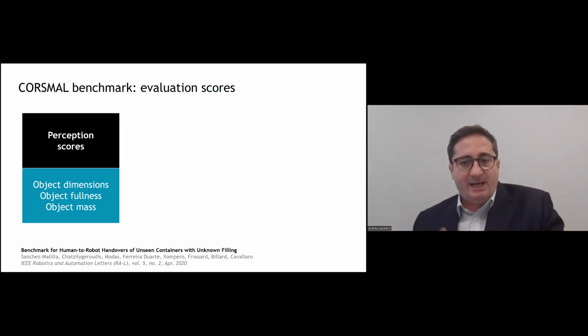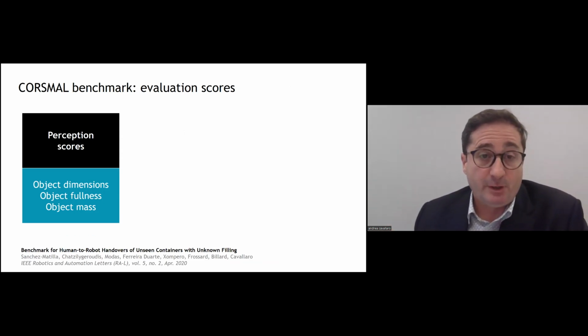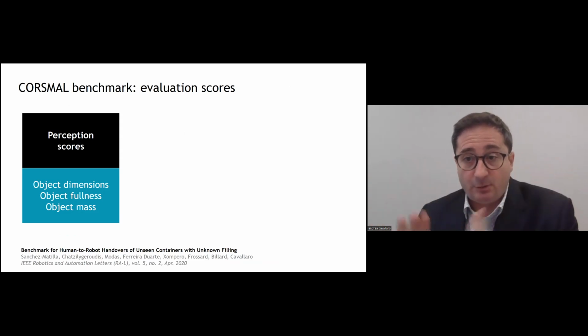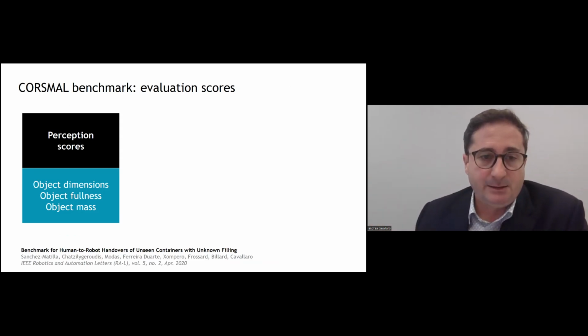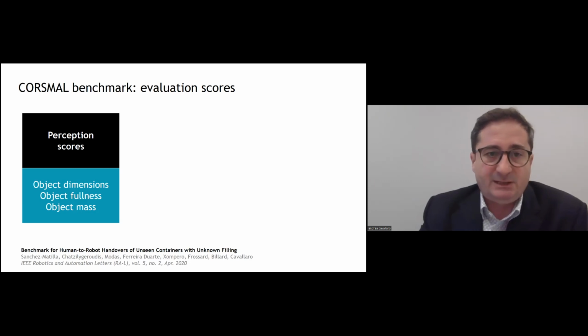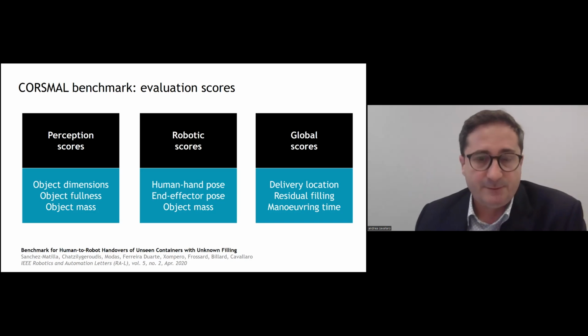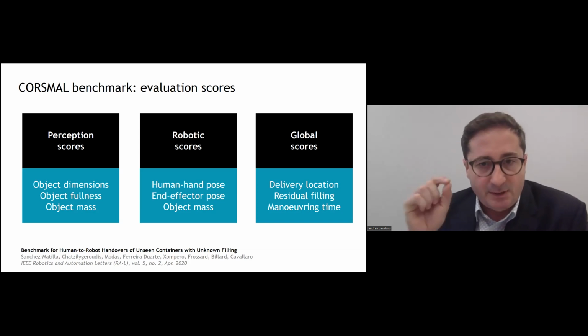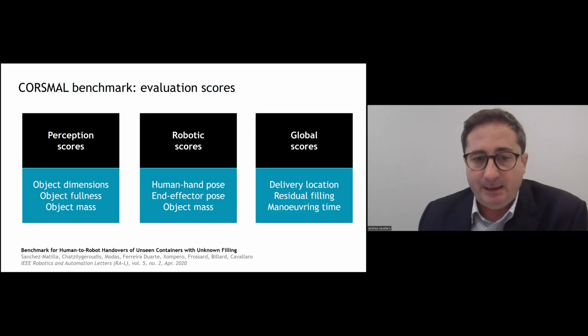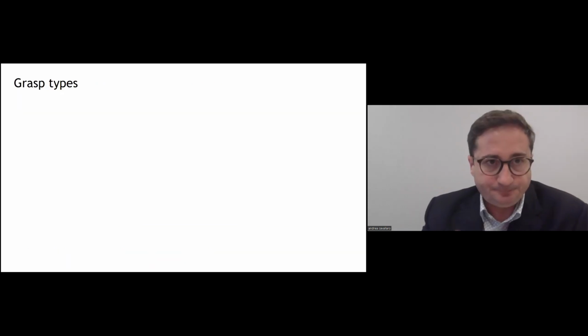At the beginning of the project, we had to come up with a specific benchmark in order for people across different labs to be able to compare their results. We came up with three sets of scores: the perception scores, the robotic scores, and the global scores. If you're interested in the specific details, the link at the bottom has the paper and also the link to the code that allows you to reproduce end-to-end the entire pipeline for CORSMAL.